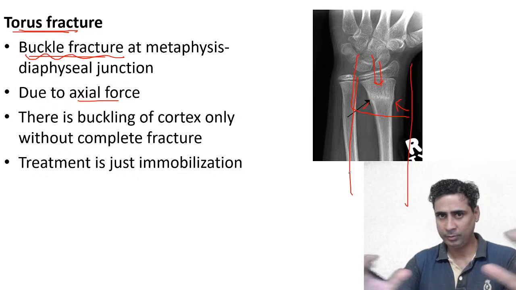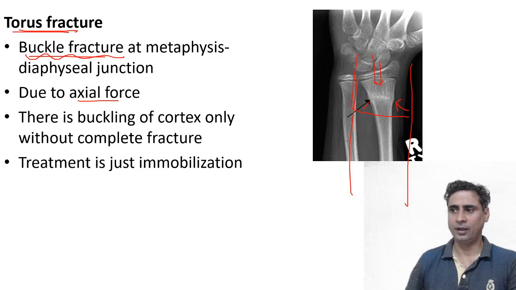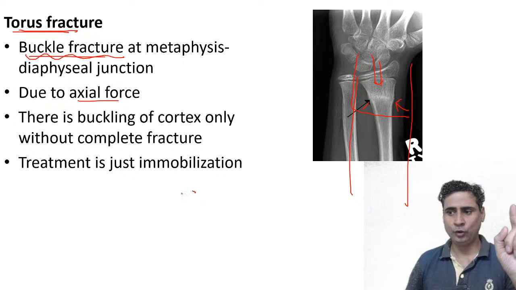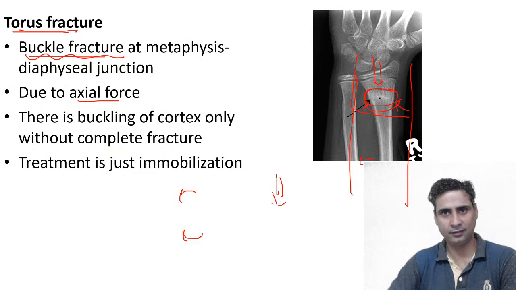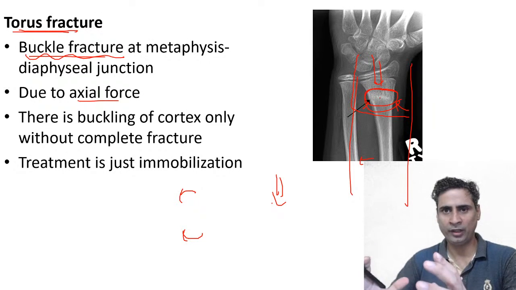So what are the differences between greenstick fracture and torus fracture? These are the most common fracture patterns in children, especially in the radius and ulna. In greenstick fracture, it is due to bending force, whereas in torus fracture, it is due to axial force along the long axis of the bone. In greenstick fracture, the fracture will be in the shaft area, whereas in torus fracture, it will be in the metaphyseal area at the junction of metaphysis and diaphysis. So these are the two important incomplete fractures in children.